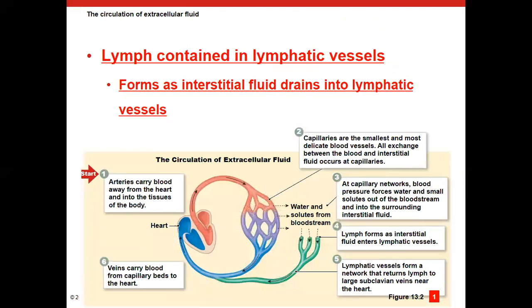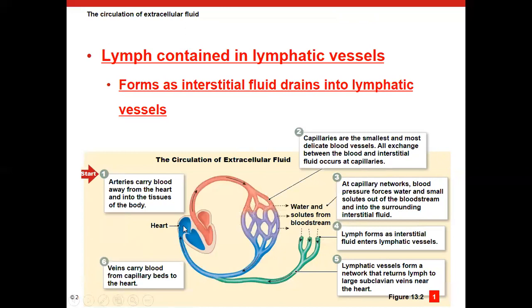There's just an overview slide here of the flow of lymphatic fluid. Fluid, basically similar to plasma, leaves the capillary beds and heads into the interstitial space. That interstitial fluid drains into lymphatic capillaries. Lymphatic capillaries transport that lymph into larger and larger lymph vessels and then send it back into circulation.